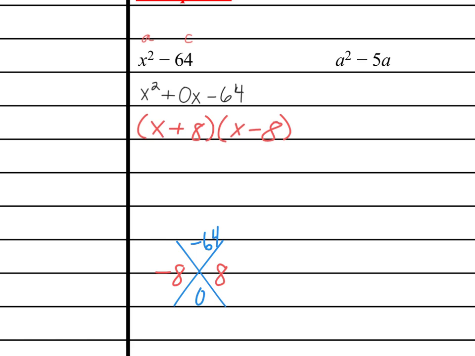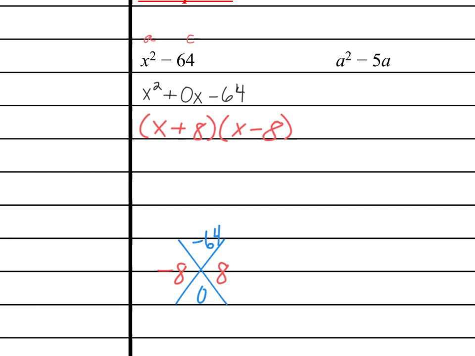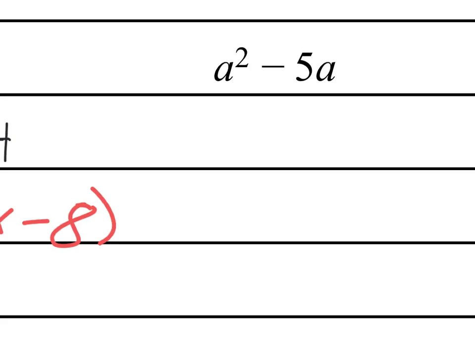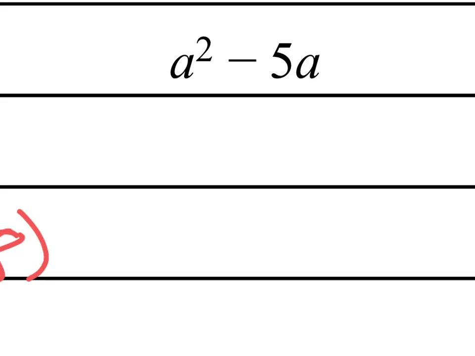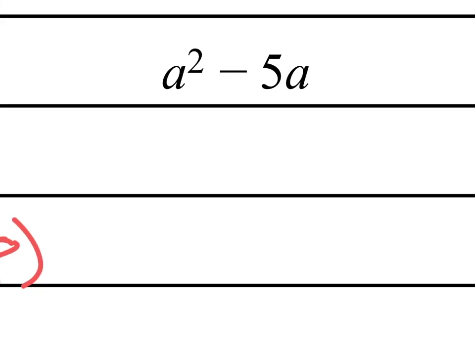The next one, notice it does not have a C term. It only has an A and B term. What could I factor out of a squared minus 5a? Can I take out GCF? A. Take it out. This is another kind of factoring. You're still factoring it out. You're still using parentheses, but remaining you would have a minus 5. This is the first kind of factoring you did in this class.